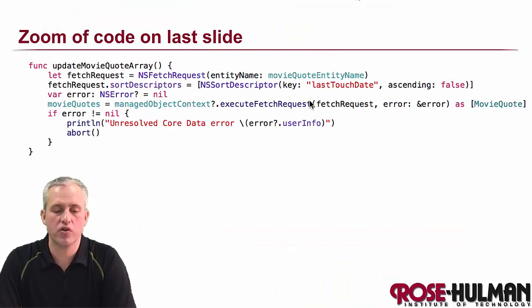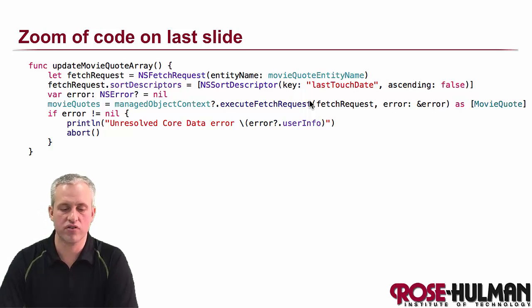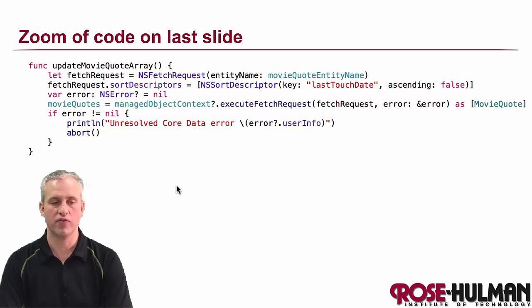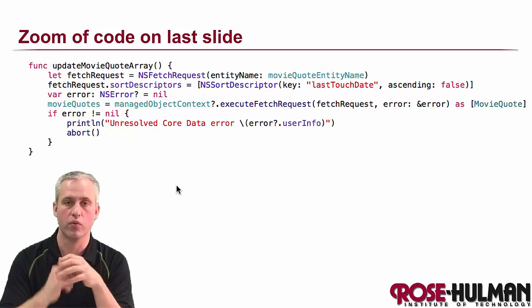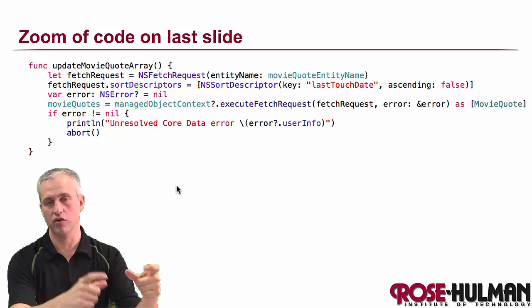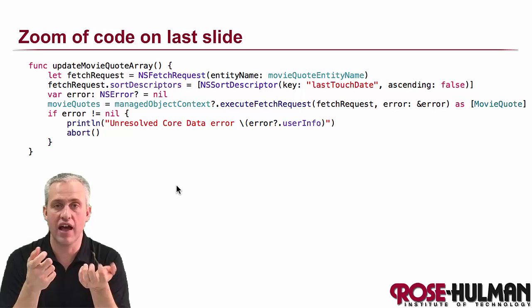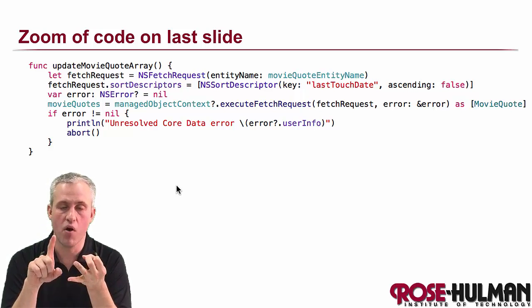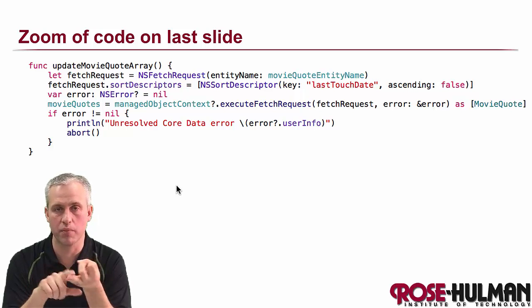The next thing we want to do is kind of the hard part. So this is the zoom in of the MovieQuote array. The syntax looks pretty intimidating at first. I get that. But it's really not that bad. If you think about how things like SQLite would work, you would always prepare a request, and then you would execute that request. And things that have to go into that request are, what type of object do you want to get out? What order do you want your results to be in? And then you have to actually execute it.